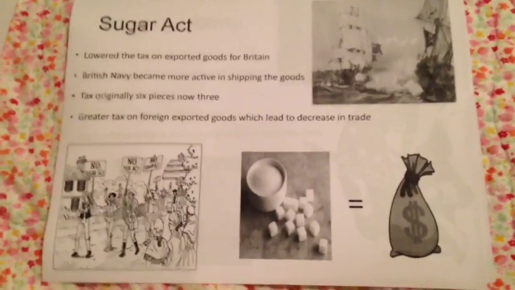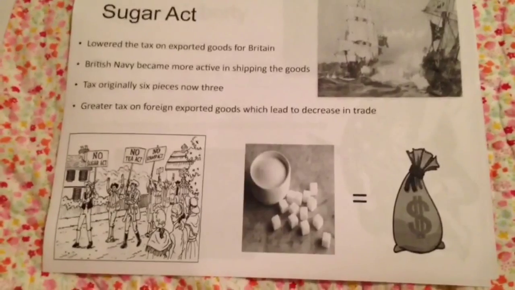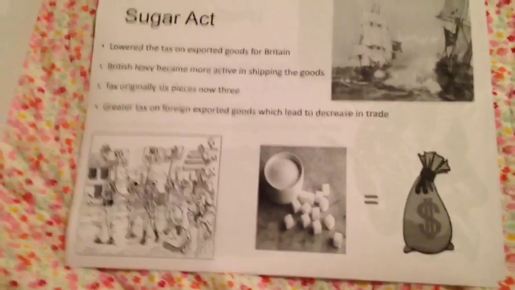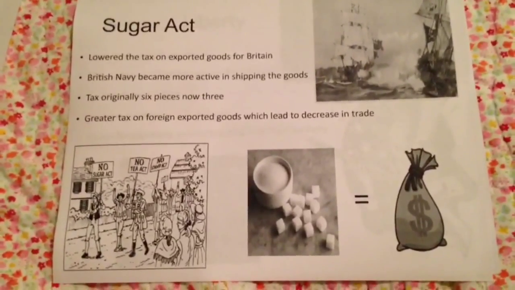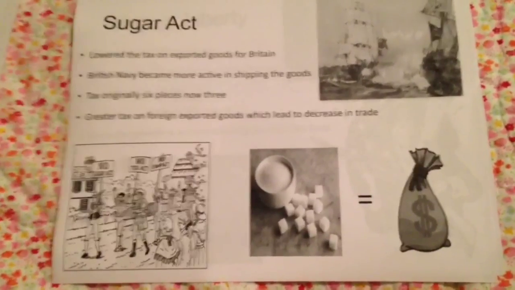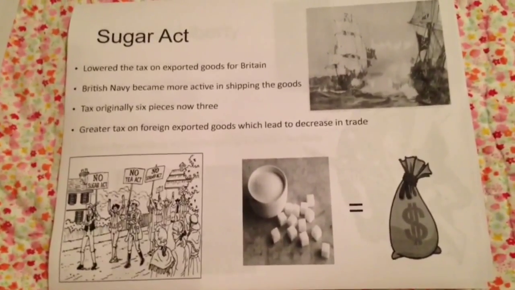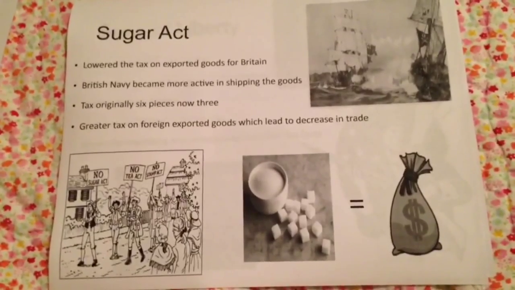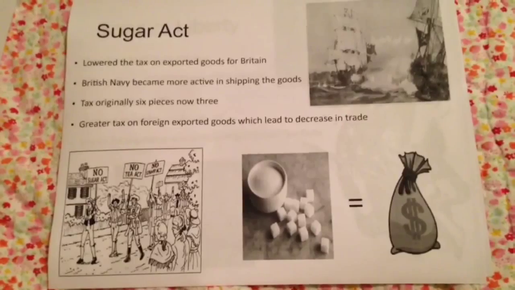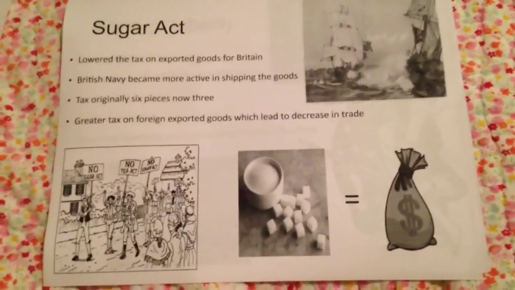The Sugar Act. This act lowered the tax on exported goods for Britain. The British Navy became more active in shipping the goods, and the tax that was originally 6 pieces was now 3 for the British. There is a greater tax on foreign exported goods, which will lead to a decrease in trade.